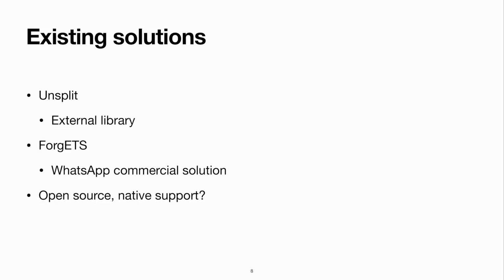Okay, so there are some existing solutions that attempt to solve this problem. Unsplit, for example, is an external library developed to merge these inconsistent databases together. But this is an external library, so developers have to introduce this as an external dependency into their code base. And Forget is WhatsApp's commercial solution for this problem. This is designed to be a kind of Mnesia replacement database rather than extending Mnesia natively. So this project is really trying to give some native solution built right into Mnesia so that developers can use it out of the box, and it will be open source as well.